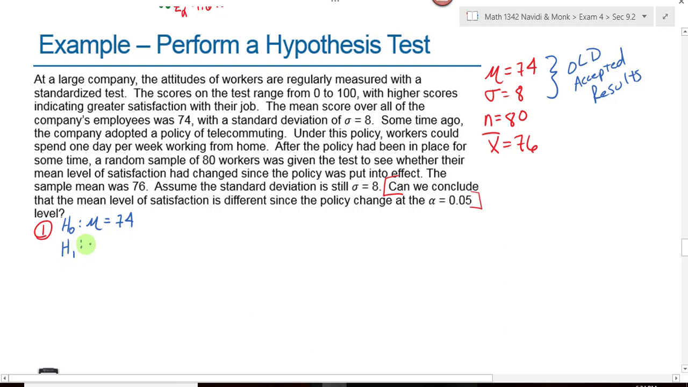Our alternative hypothesis will be mu is, why do you say greater than? But we don't look at that to write our null. I said look at to write our alternative. Look at this last sentence here. Can we conclude that the mean level of satisfaction is different, not equal to? Different means not equal to.